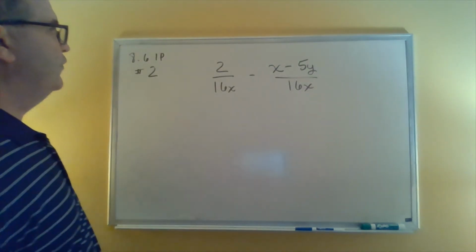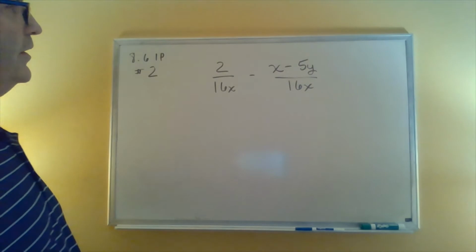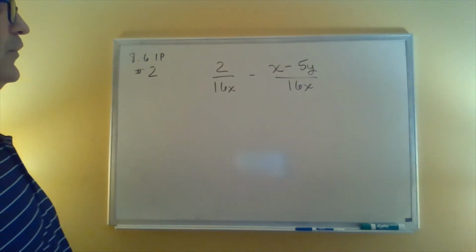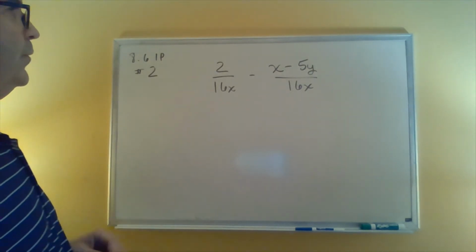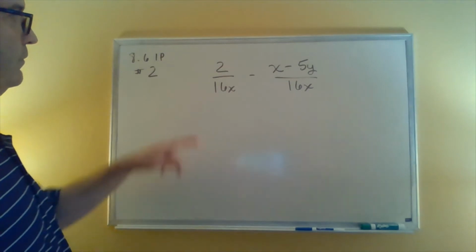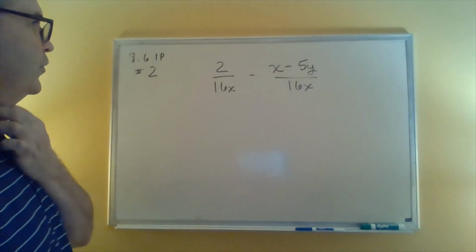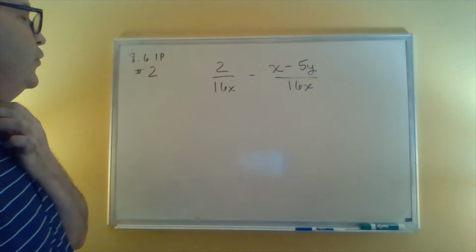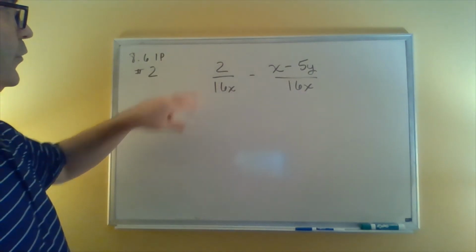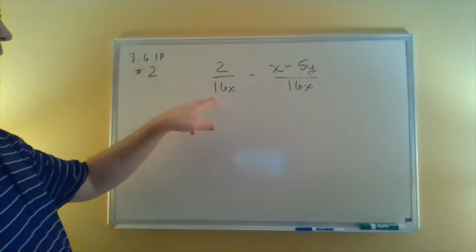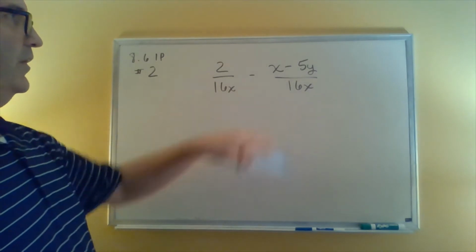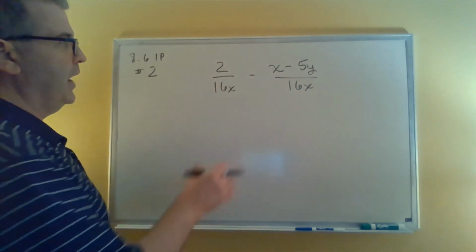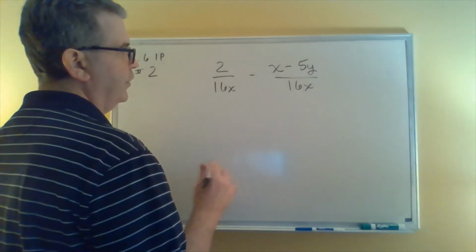Number 2, we have 2 over 16x minus x minus 5y over 16x. So our first step is to factor our denominators completely. They are already factored. They're monomials. Second, we need to manipulate our fractions to produce a common denominator. Well, we have a common denominator already in 16x. So now we're going to combine our numerators, keeping our common denominator.